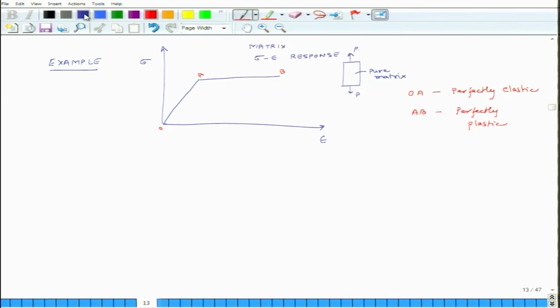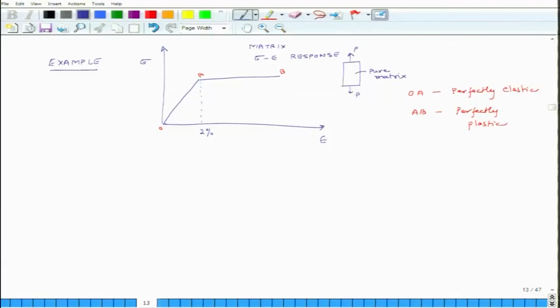This breaking point in the curve is at 2% strain. If the strain in the matrix is less than 2% and you release it, the matrix goes back to its original undeformed position. If you deform the matrix beyond 2%, maybe 3%, then it does not change its shape once the strain and external stress are released, it just stays there. The corresponding stress level in the matrix is 35 MPa.